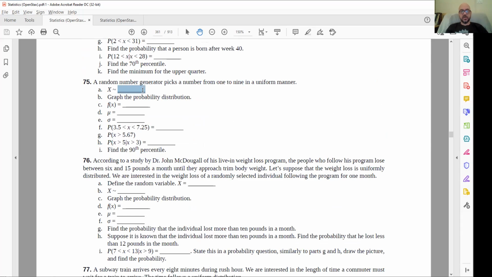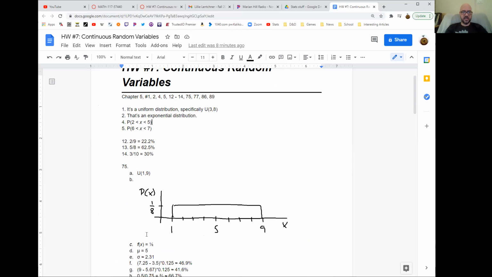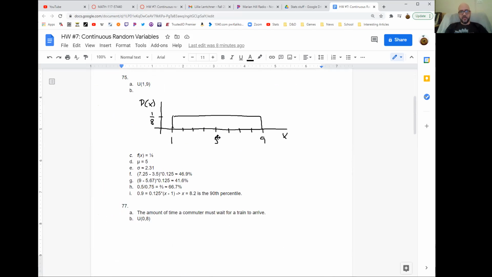What they're looking for here is what's the name of this distribution, right? So it's uniform, and it goes from 1 to 9. So it's U(1, 9). The graph of the distribution is a rectangle from 1 to 9 with a height of 1/8, not 1/9, 1/8. So let me share my answer for it. It looks like this here with my beautiful handwriting and drawing.